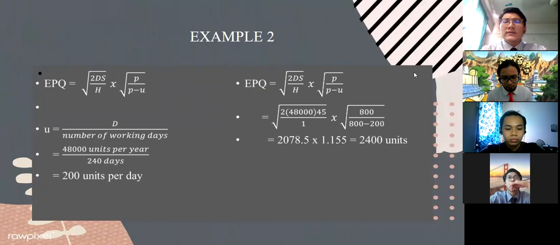2 is the constant, and we times it with the 48,000, and we times it with $45, which is the setup cost, over 1, which is the holding cost. And then we times with the square root of 800 over 800 minus 200. And then we get the answer, 22,078.5, and times with 1.155. And after we multiply it, the answer is 2,400 units, which is the optimum run size of this firm.